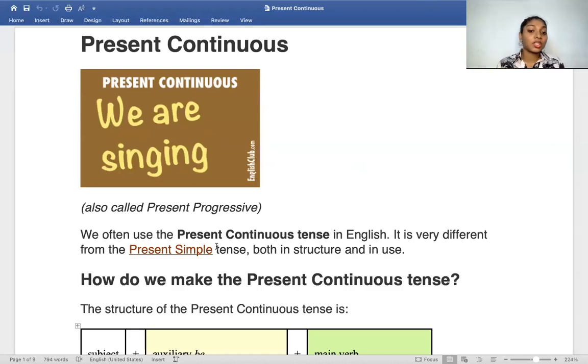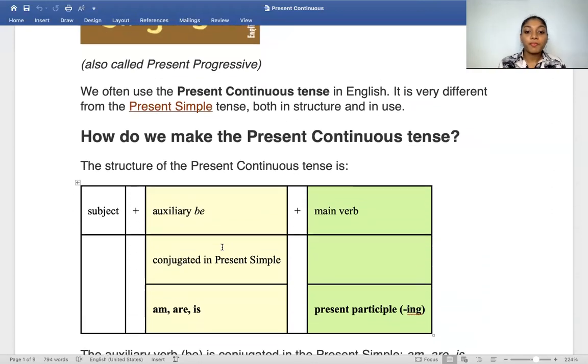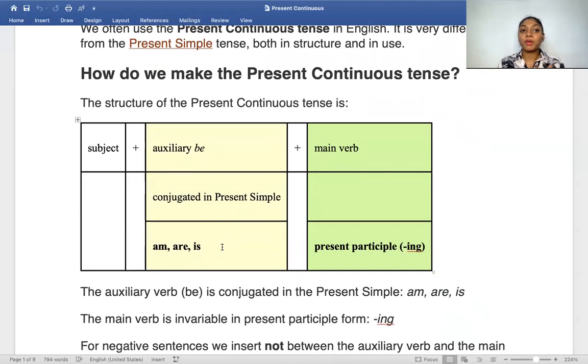So let me teach you the correct structure for positive sentences. What are positive sentences? What are negative sentences? Question form. What are these three? Last week also I taught you there are three types of sentences that you can use in any tense. Even in present continuous tense you have three, right? You have positive, negative, and question form.